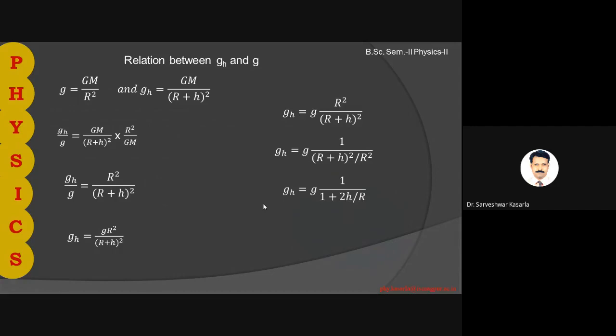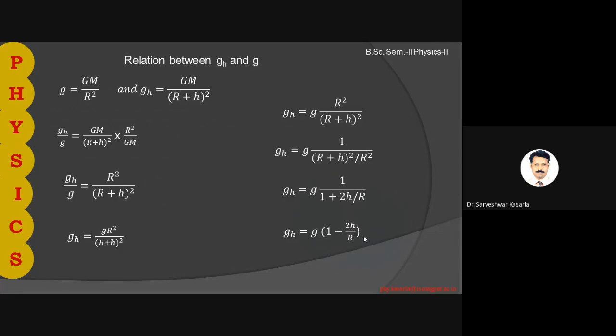So if you solve this and neglect the higher term, that is the h square term can be neglected because h is very small as compared to R. So if you retain only two terms after squaring, you will get the expression like this. So g into 1 upon (1 plus 2h by R), and if you take that into the numerator, that will become like this. So you will remember this expression, g_h is equal to g into (1 minus 2h by R).